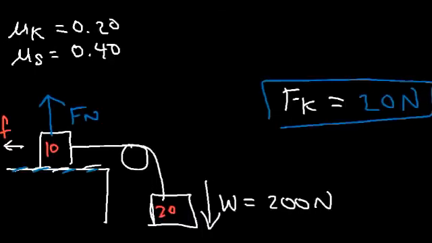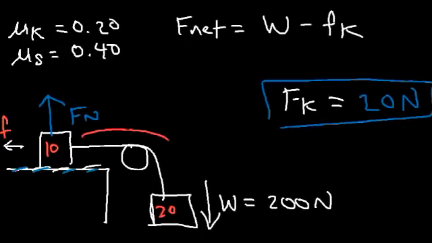Now we need to write the equation for the net force. The net force is equal to the weight force minus the kinetic frictional force. The weight force pulls the entire system to the right, but friction slows it down. Because these two vectors are in opposite directions, we need to subtract those two values. The net force is ma.